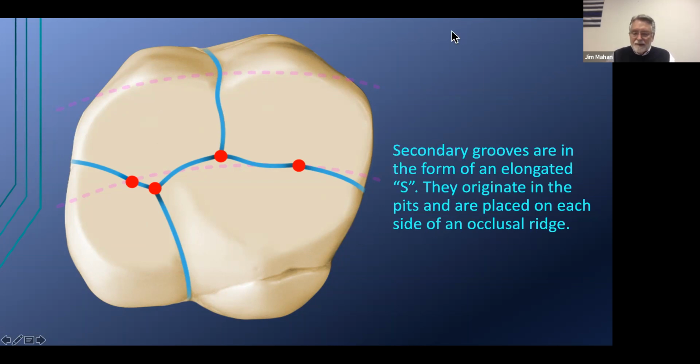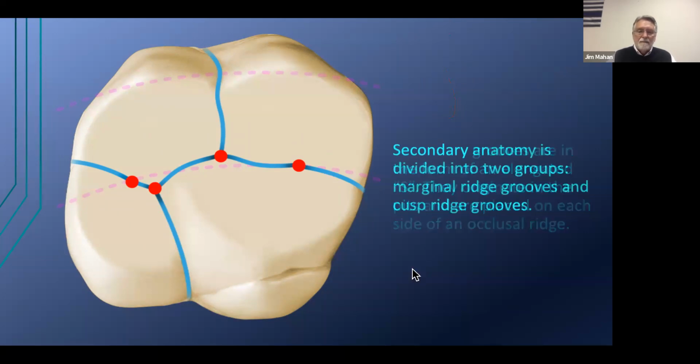It's kind of surprising that some people have a difficult time making an elongated S. An elongated S looks something like this. So you can't see that as well on that black background. I should be using a white, but on the tooth, it doesn't show up quite well. So we're going to make elongated S. We're going to make one here, here, here on each side. So there's 2 kinds of secondary grooves. Marginal ridge grooves and cusp ridge grooves.